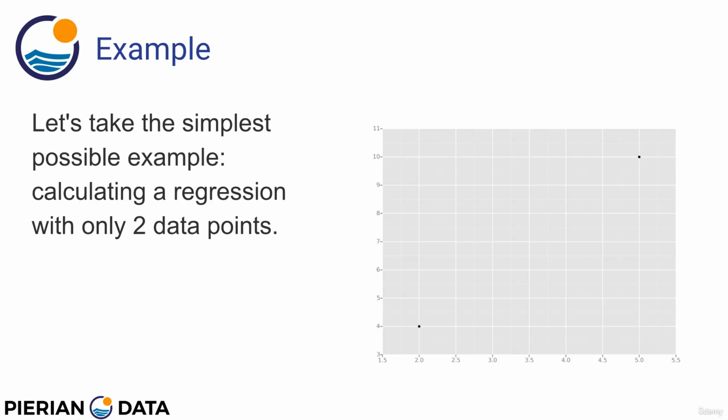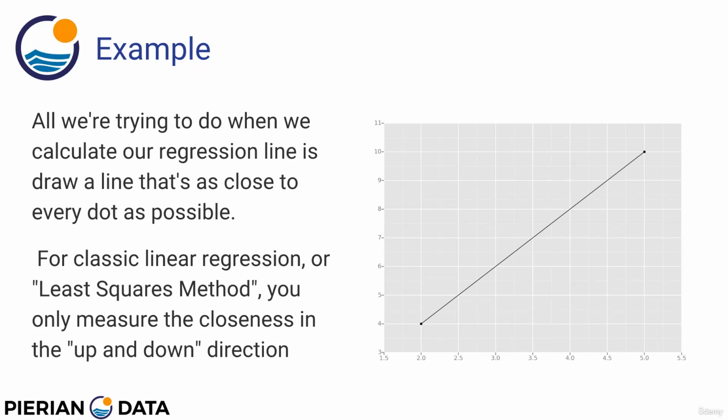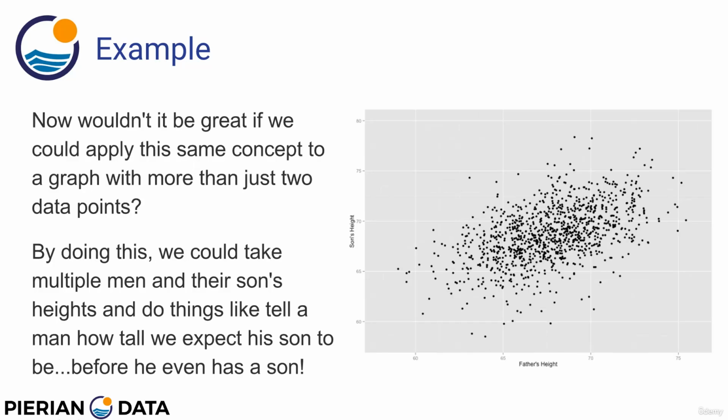Let's calculate a regression with only 2 data points, which is the simplest possible example. Here we have 2 data points: x equals 2 and y equals 4 is one data point, and then x equals 5 and y equals 10 is another data point. These 2 little black dots. All we're trying to do when we calculate our regression line is draw a line that's as close to every dot as possible. For classic linear regression, or the least squares method, you only measure the closeness in the up and down direction. Here we have a perfectly fitted line because we only had 2 points.